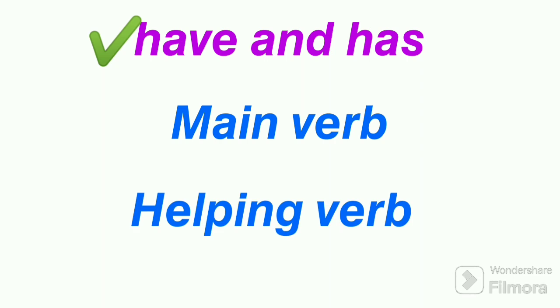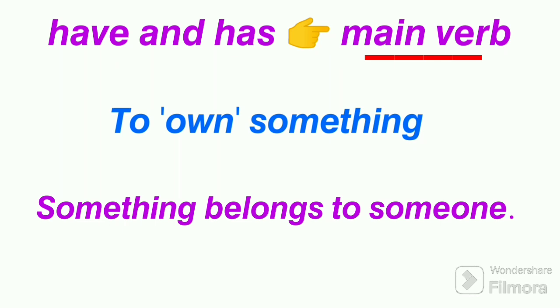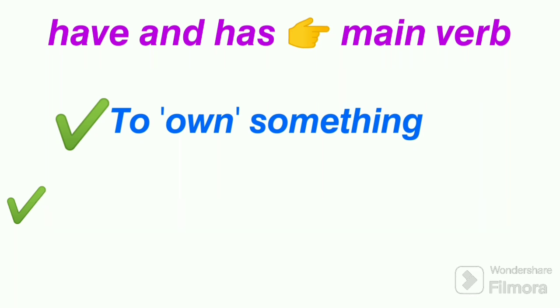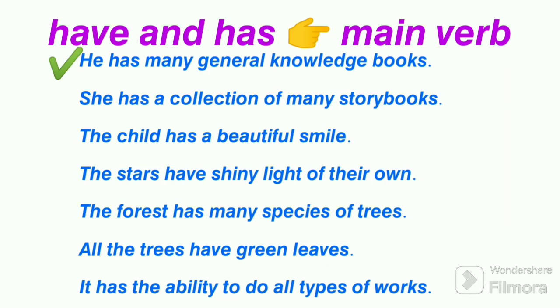Both the verbs have and has can be used as a main verb as well as a helping verb. As a main verb, both have and has mean to own something. That is, something belongs to someone. So we can say, he has many general knowledge books.